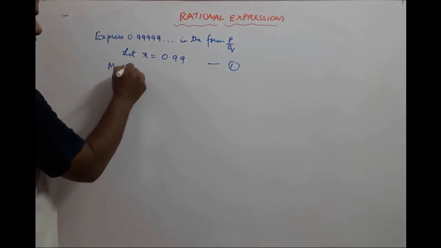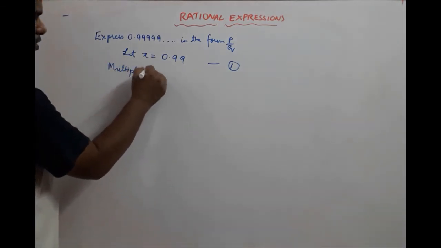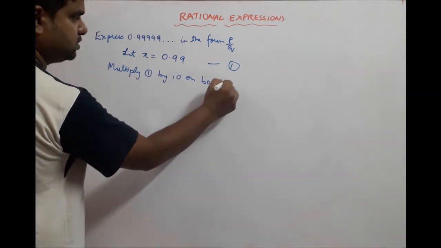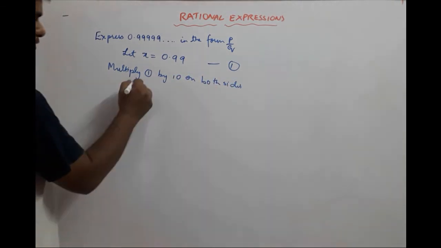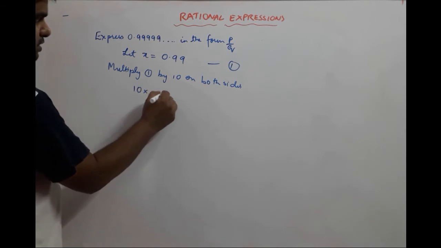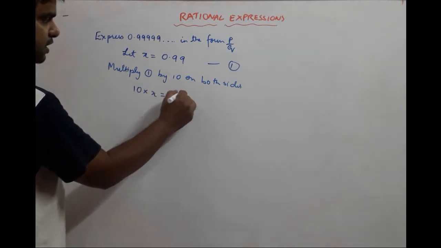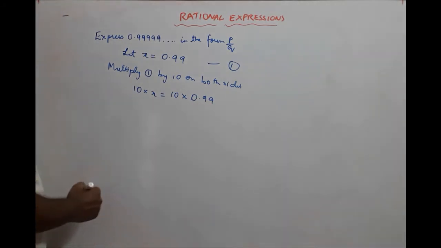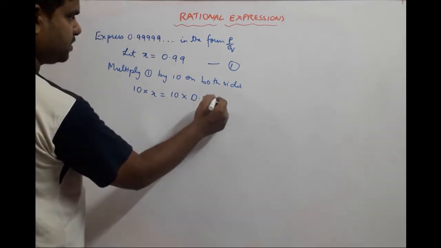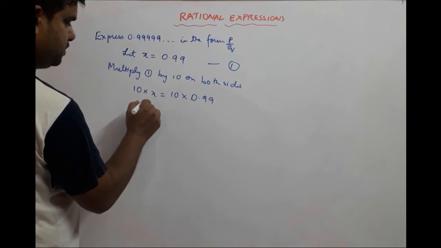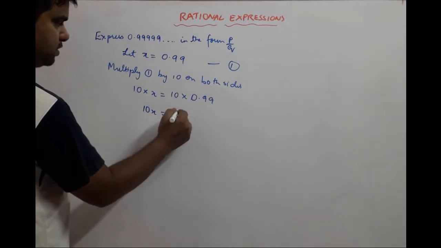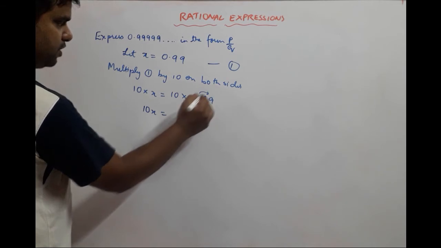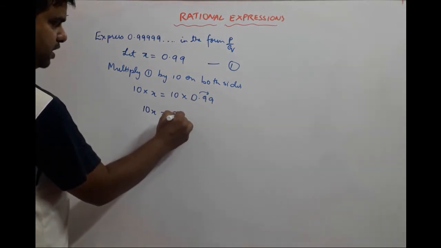Multiply 1 by 10 on both sides. We get 10 into x equal to 10 into 0.99, and we'll get 10x equal to 10 into this, which will mean the decimal point will move one place, so 9.9.